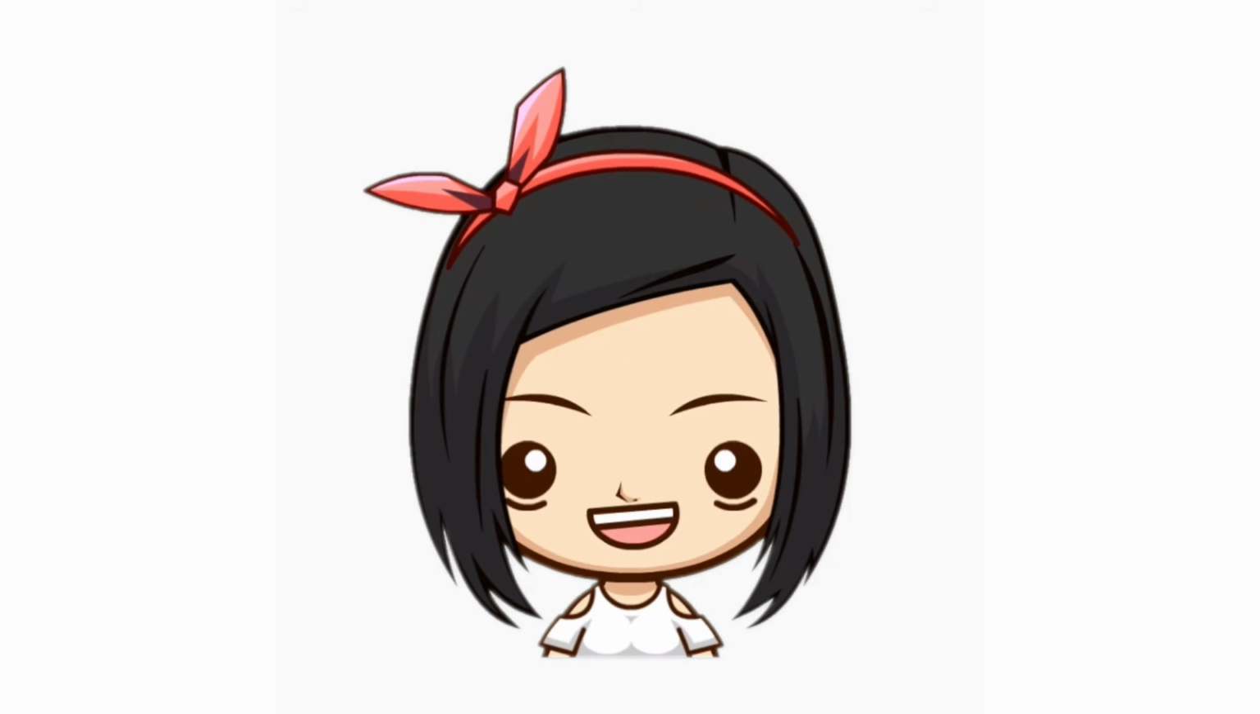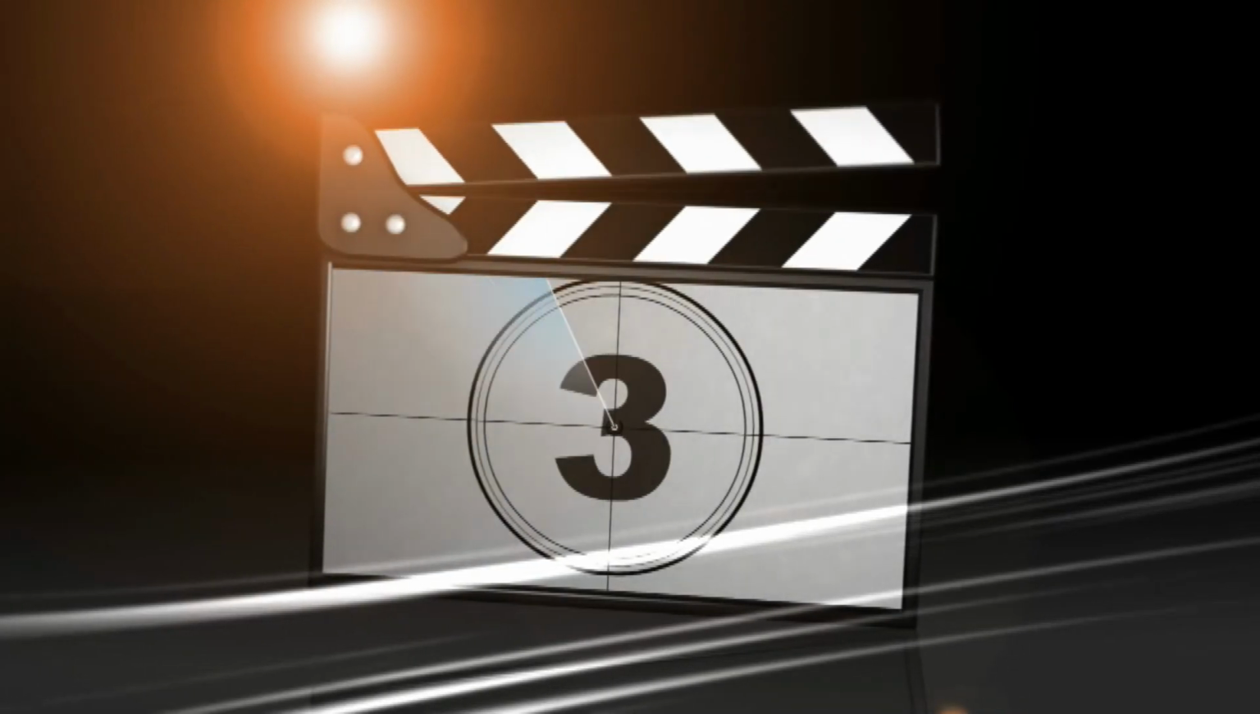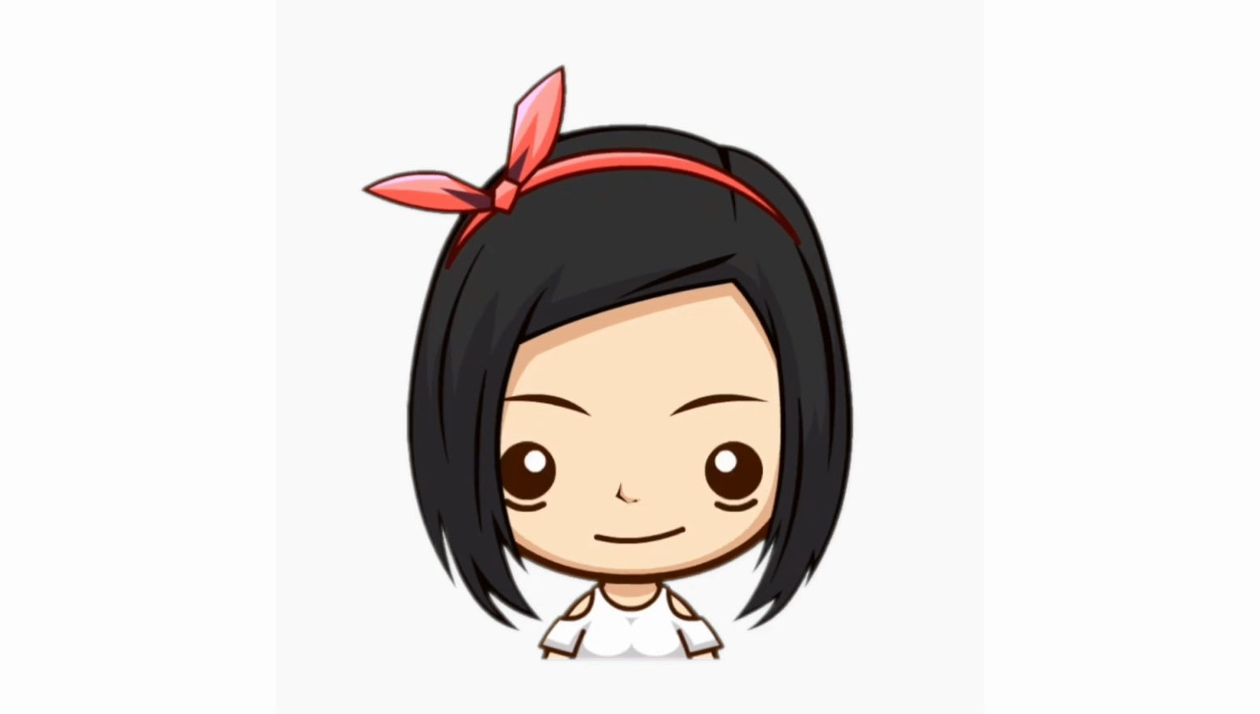So to test what you have learned today, I will give you an activity to be passed after this period. I have here the following. There are 3 sets and you are going to answer 8 items wherein you are required to find the union of the sets and their intersection. I will give you 15 minutes for that. Any paper will do. Okay, go on. Okay, let's check.